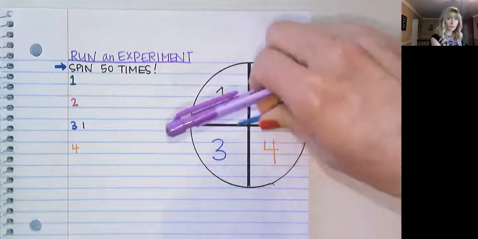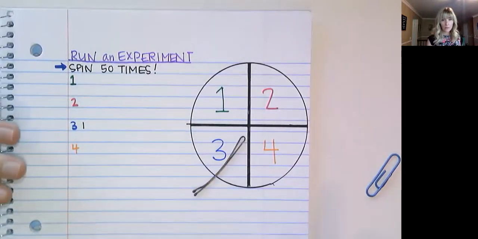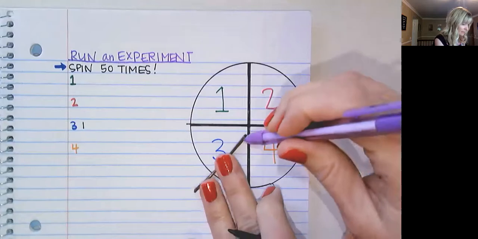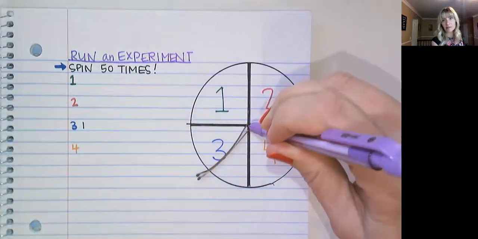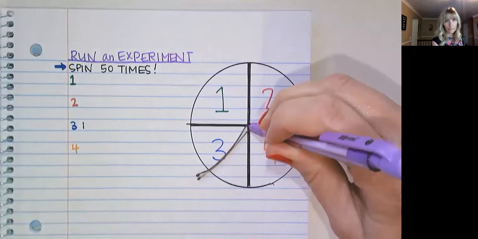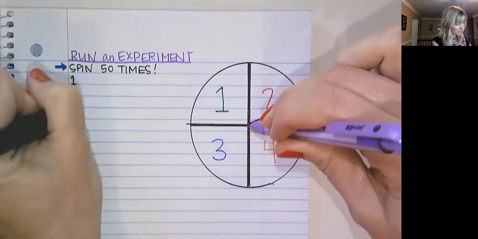Now, if you don't have a paper clip, I found that this is a bobby pin. Bobby pins work okay, because anything really that you can hook onto your pencil, you can then flip it and spin it. So one more time, Adeline. Okay, she got a 2 that time, so I'm gonna mark it.